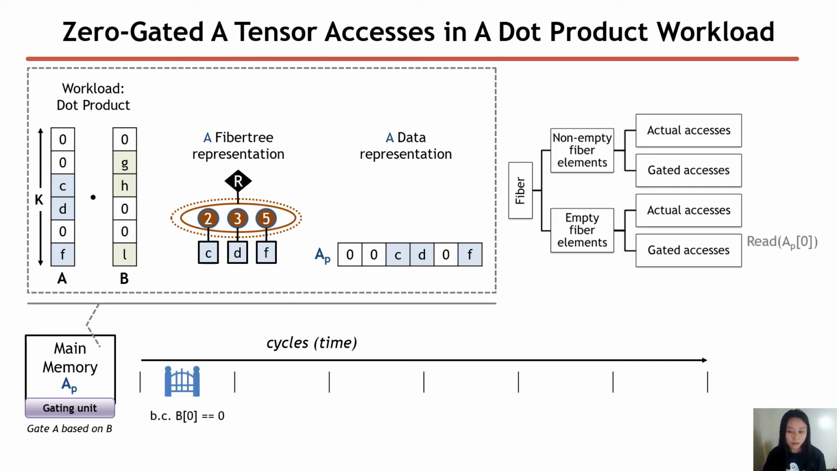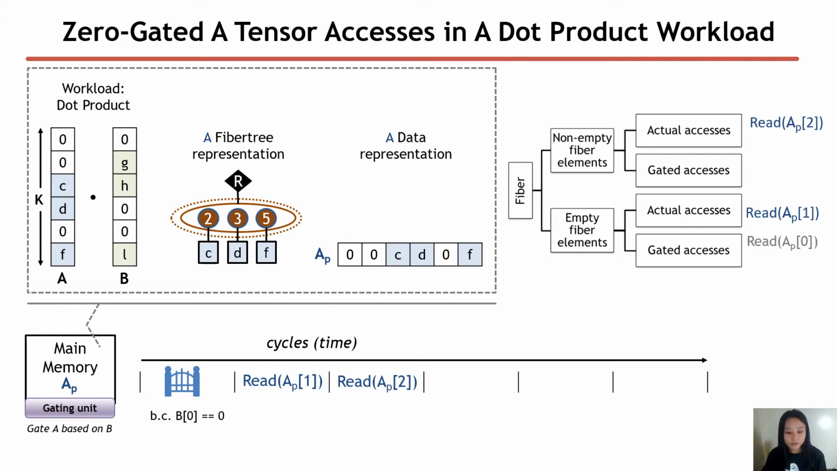So in the first cycle, the read to the first element in the A payload vector is gated. The reason is because we know that the first element in the B vector, which is the corresponding operand to the first element in A, is 0. So this operation is gated. And recall that gating only causes an idle hardware component. It doesn't reduce the number of cycles. So the first cycle is still spent. However, we are spending an idle cycle because B has a 0 value.